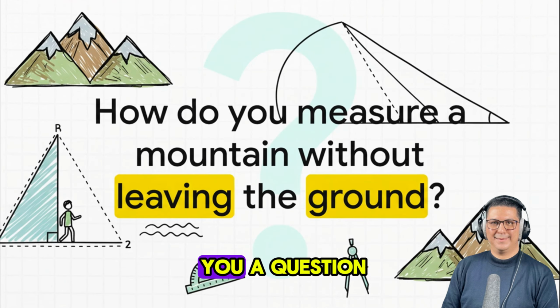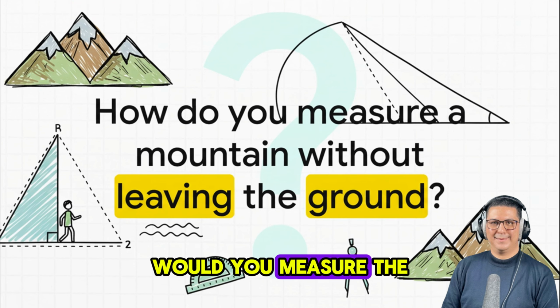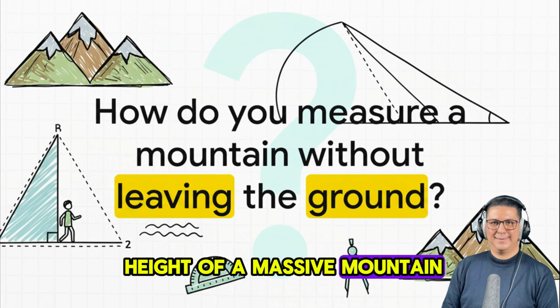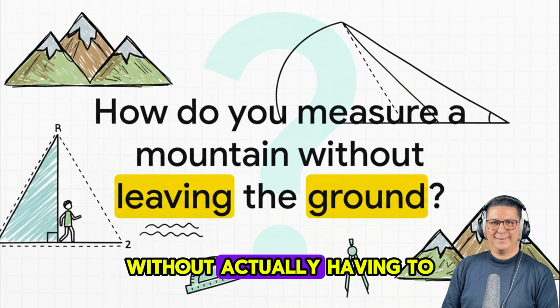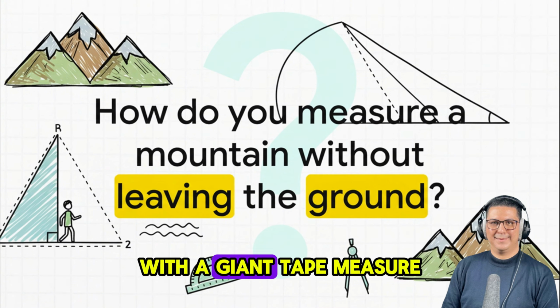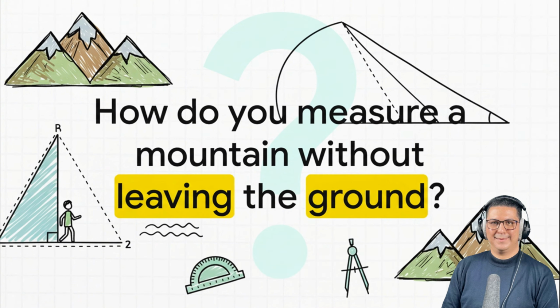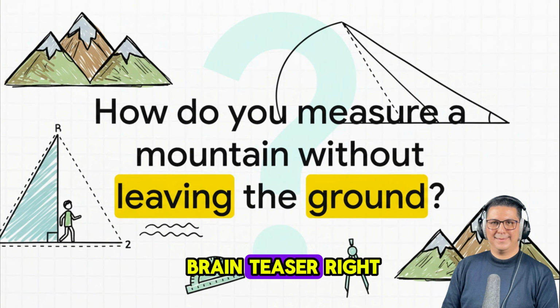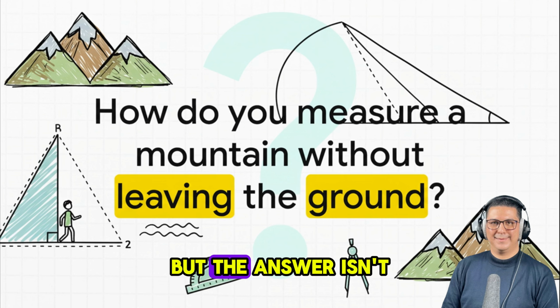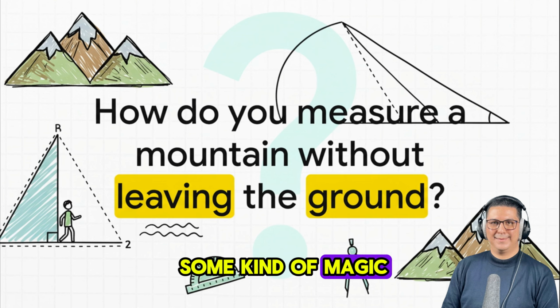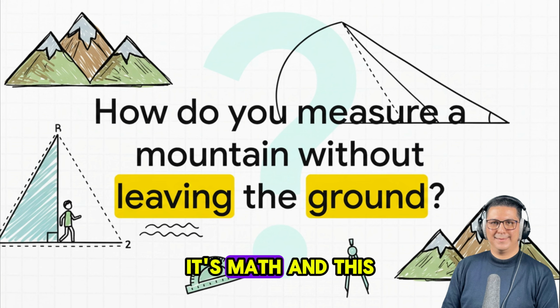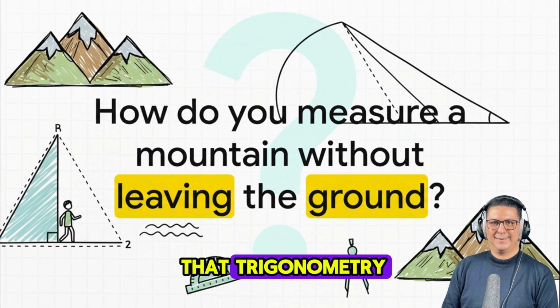So let me ask you a question. How in the world would you measure the height of a massive mountain without actually having to climb it with a giant tape measure? It sounds like a brain teaser, right? But the answer isn't some kind of magic, it's math. And this is exactly the kind of problem that trigonometry was made to solve.